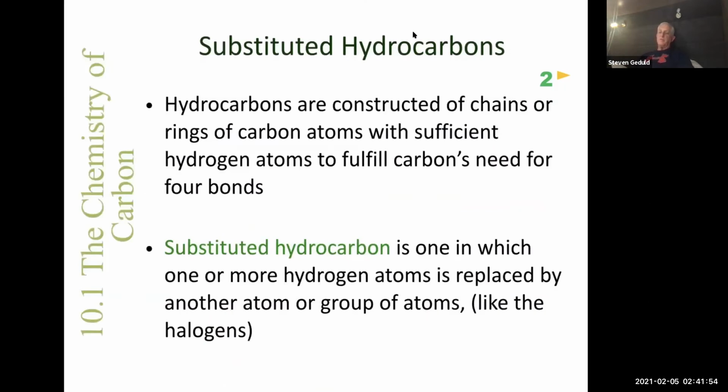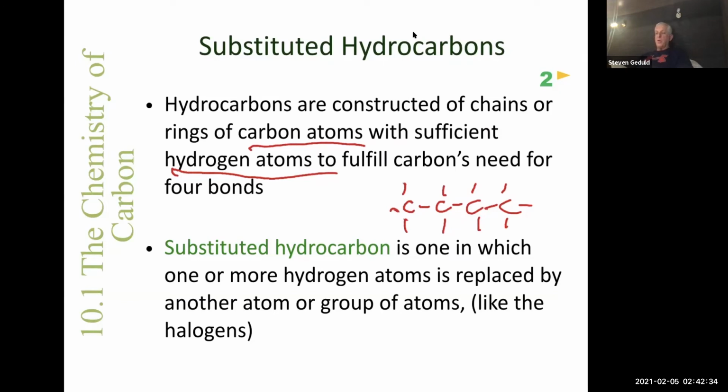Substituted hydrocarbons. Hydrocarbons are chains and rings of carbon atoms with sufficient hydrogen atoms to fulfill carbon's need for 4 bonds. In other words, if you have 4 carbons, you're going to have a certain amount of hydrogen to make sure everything has 4 bonds. Every carbon has to have 4. So that's going to give you 1, 2, 3, 4, 5, 6, 7, 8, 9, 10 hydrogens.